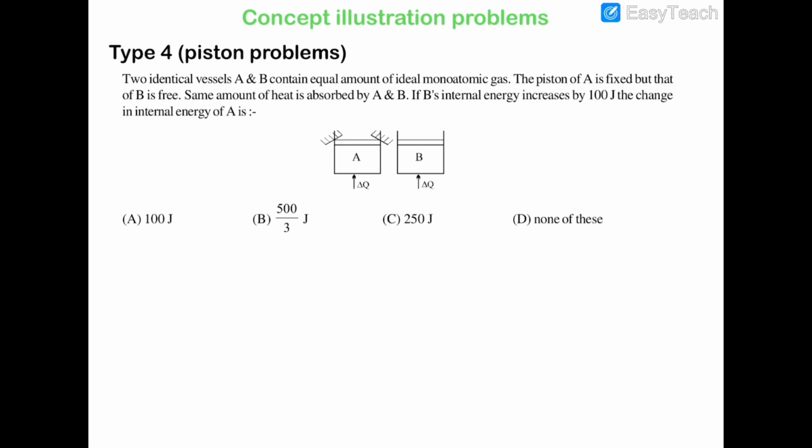Now in the first question you can see that there are two identical vessels A and B which contain an equal amount of an ideal monatomic gas, and this gas is the same gas, and piston A is fixed and piston B is free to move. If the same amount of heat is supplied to both gases A and B, it is observed that the internal energy of B increases by 100 joules. So we have to find out the change in internal energy of A.